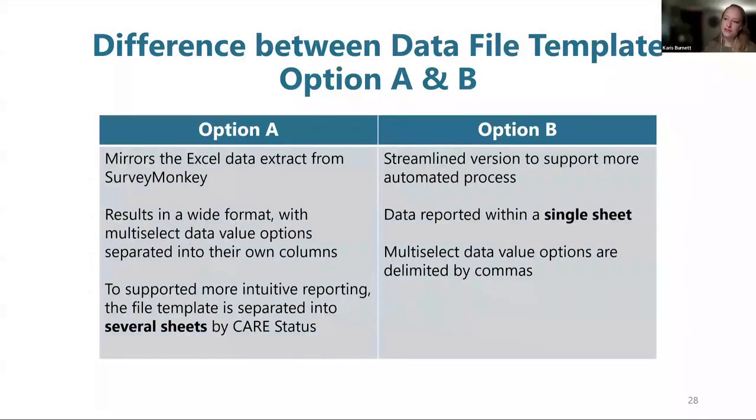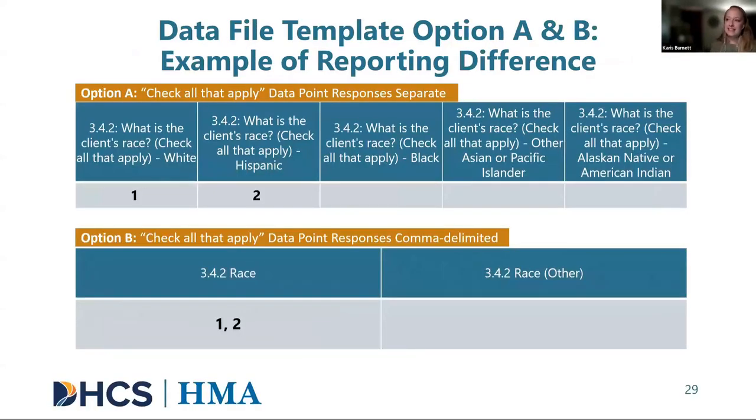In response to requests from Cohort 1 counties to support a more automated data process, data file template B was created, and that's where we created the single sheet that includes all care statuses, and we allowed multi-select data value options to be delimited by commas. Next slide, please. This slide shows you an example.